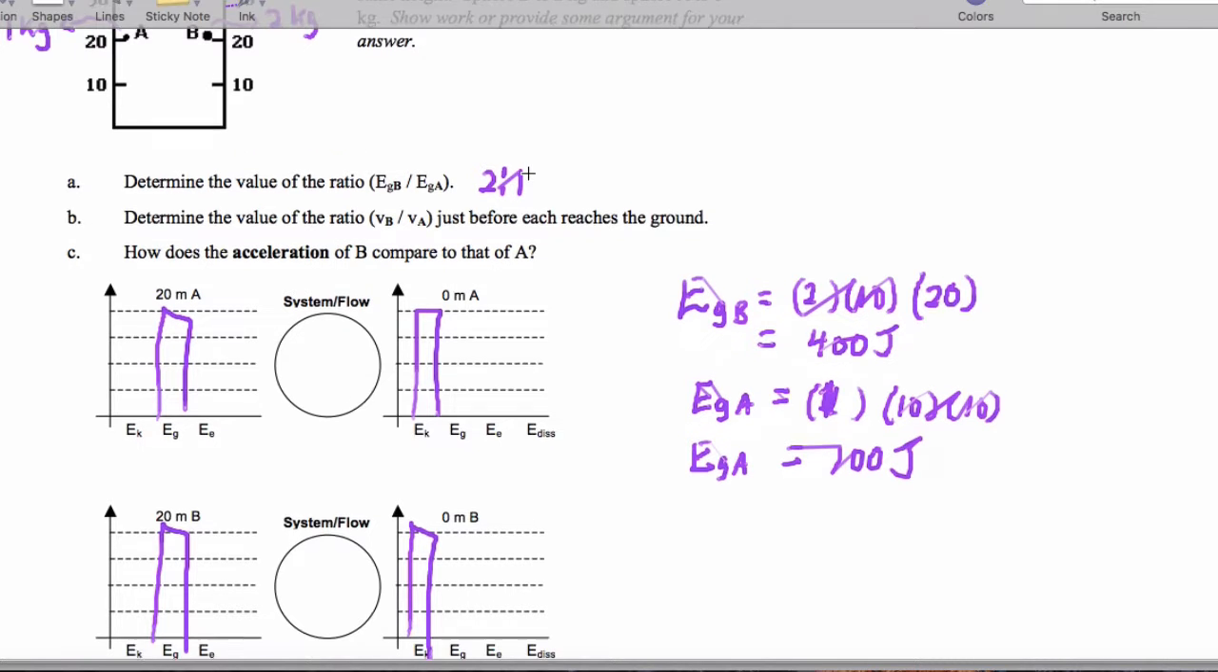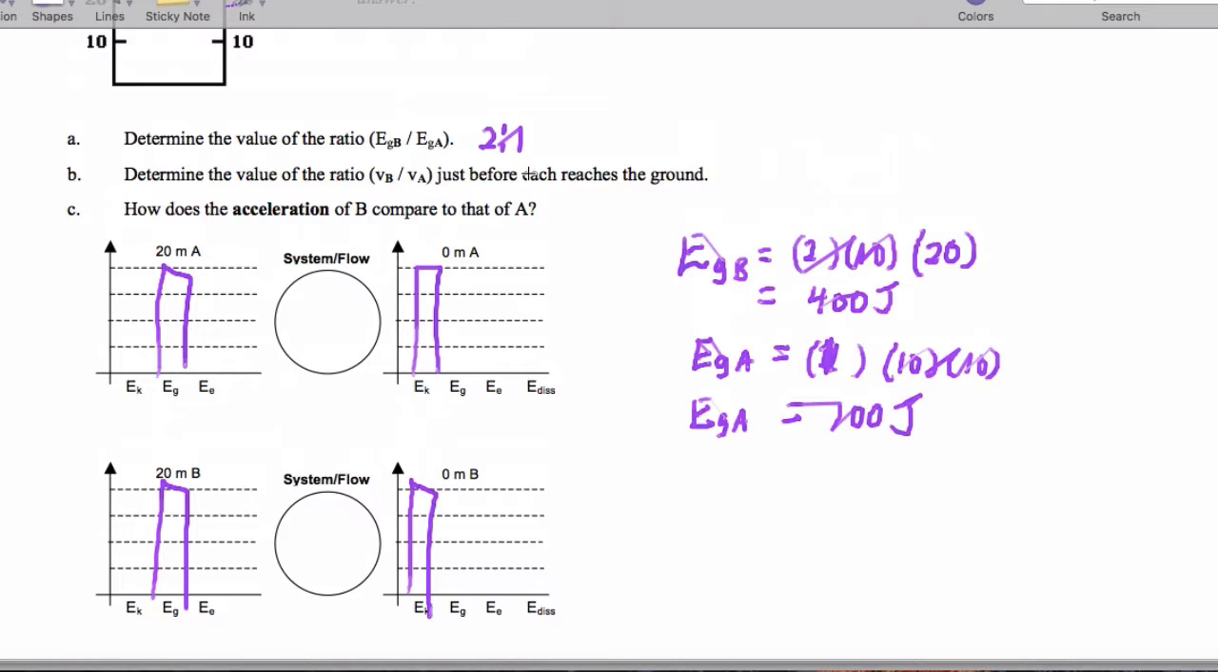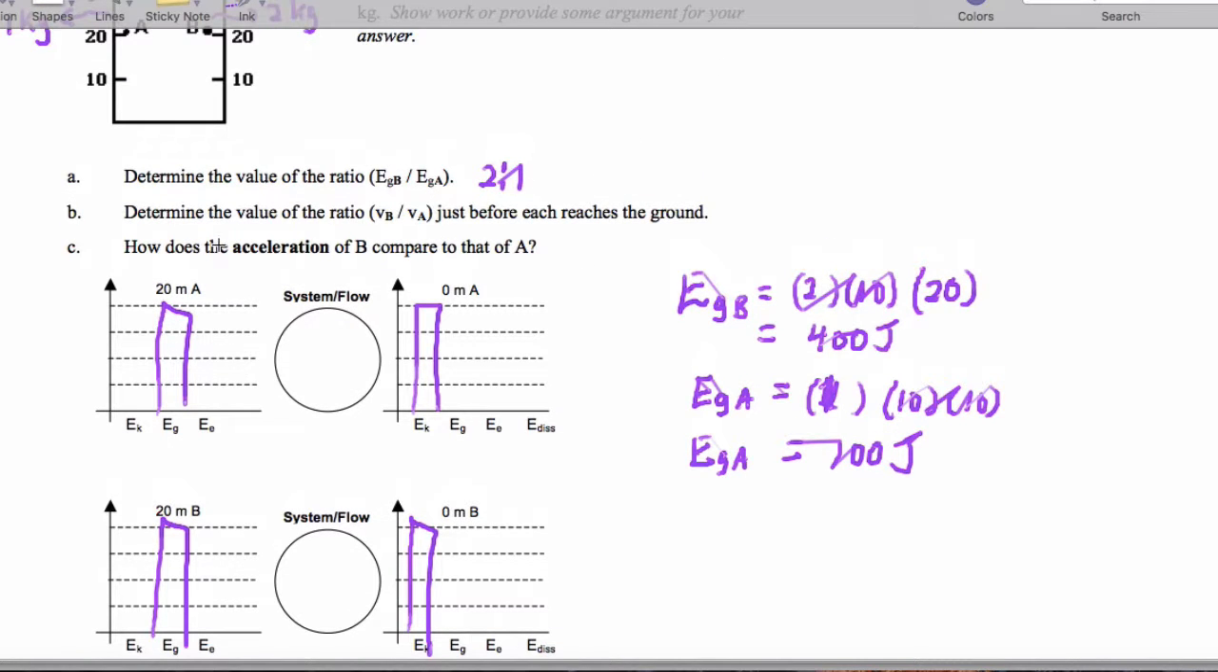Now let's compare the speeds. Here's the interesting thing. I'm actually going to do part C first. The acceleration of B, how does it compare? It's the same because they're both g, negative 10 meters per second squared. It's gravity, because it makes it fall.